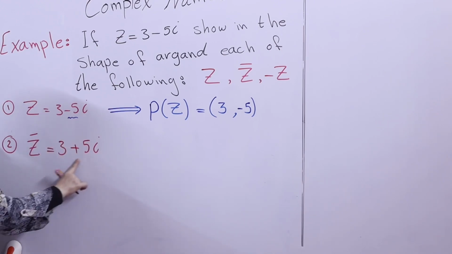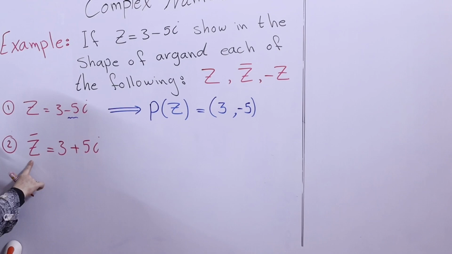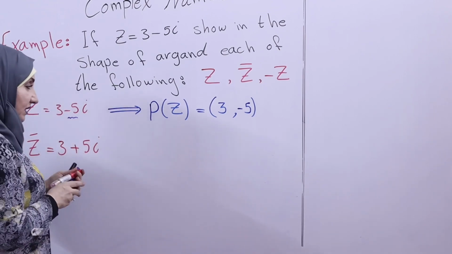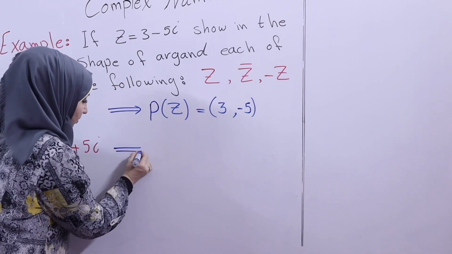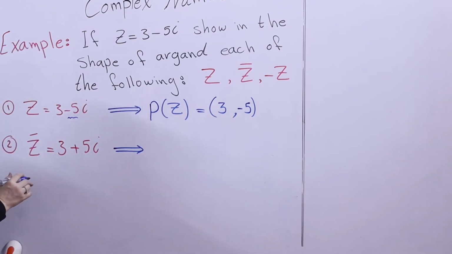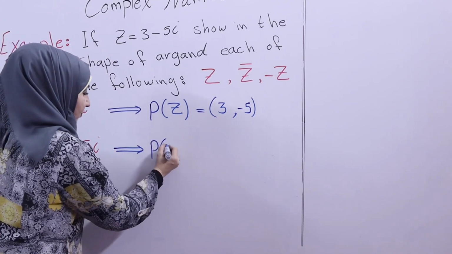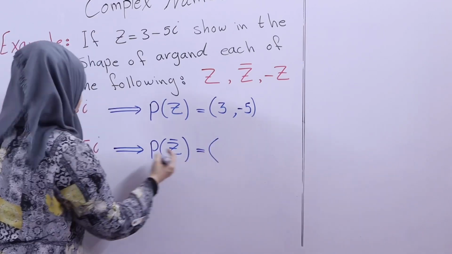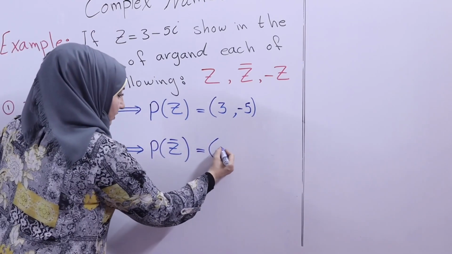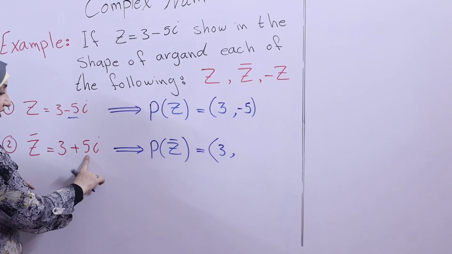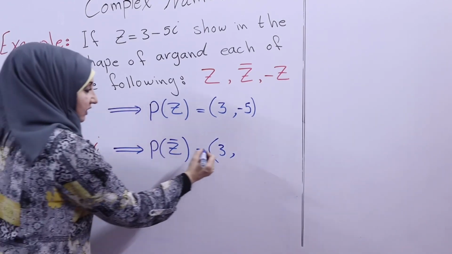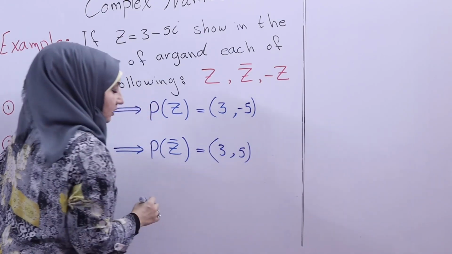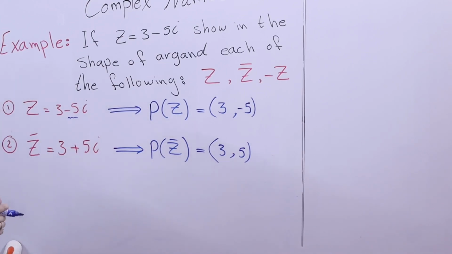So this is the complex number which represents the conjugate of Z. And now to represent it in the coordinate plane we want to change it to the Cartesian form, which is P, the point of Z conjugate, equal. The real part will be the x coordinate, and the imaginary part, which is positive 5, will be the y coordinate. So this is the second point we want to represent.